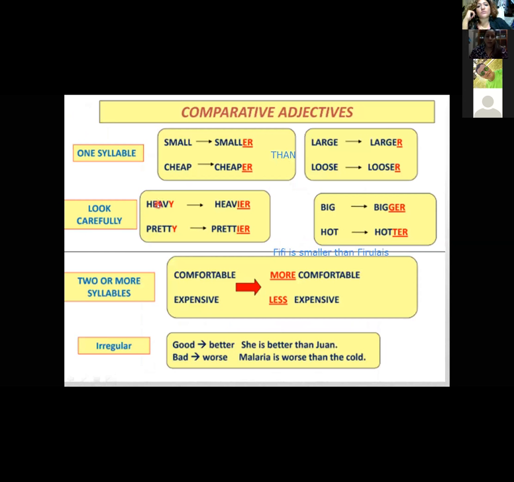So, continuing with the rules. Now, cheap? The comparative of cheap? Cheaper than. What about large? What is the comparative? Larger than. Esto nunca se les olvide. Never. Because this is for comparing. Okay? Now here, aquí tenemos dos casos especiales. Cuando tenemos adjetivos, when we have adjectives que terminan, that they finish in Y, vamos a cambiar la Y por I-E-R. Heavy? Heavier. Pretty?